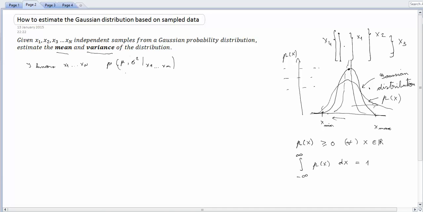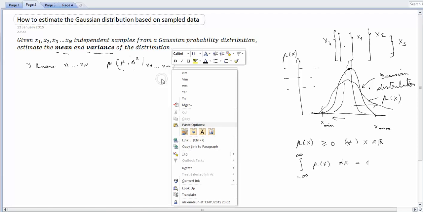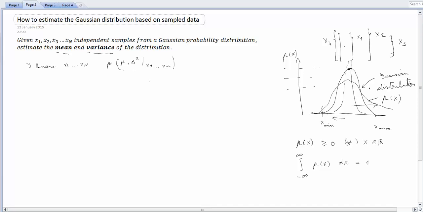Right, so I need to find this and this so that the probability of this, considering the data, is maximized. However, there is also another way to go about it, which is equivalent, and this is the methodology that we will be using right now. Let's maximize the probability of the data.